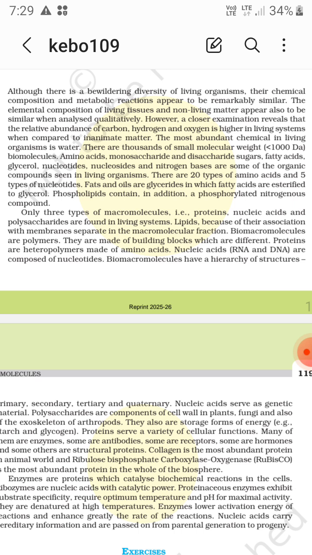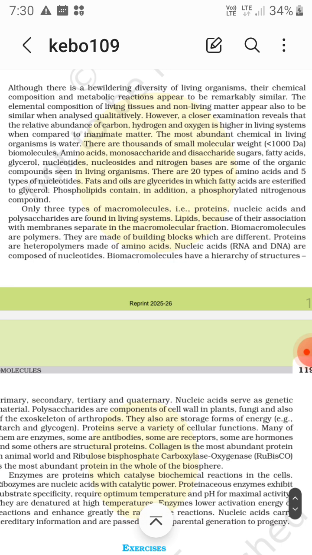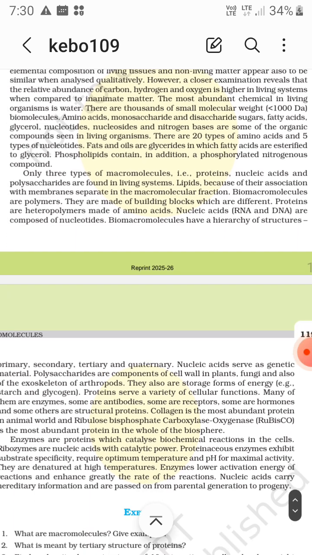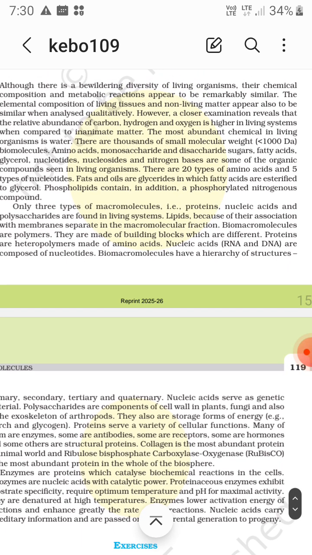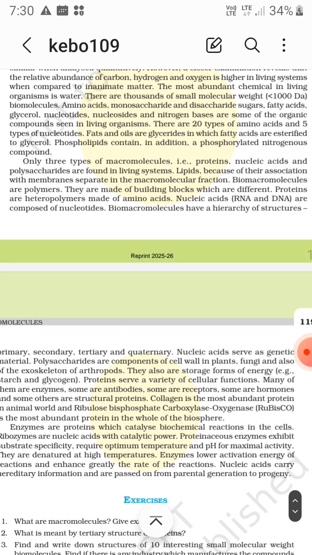Fats and oils are glycerides, in which fatty acids are esterified to glycerol. Now phospholipids contain in addition a phosphorylated nitrogenous compound, right?